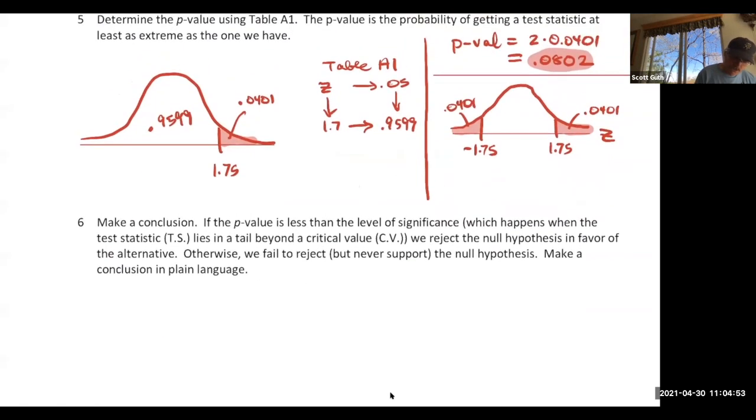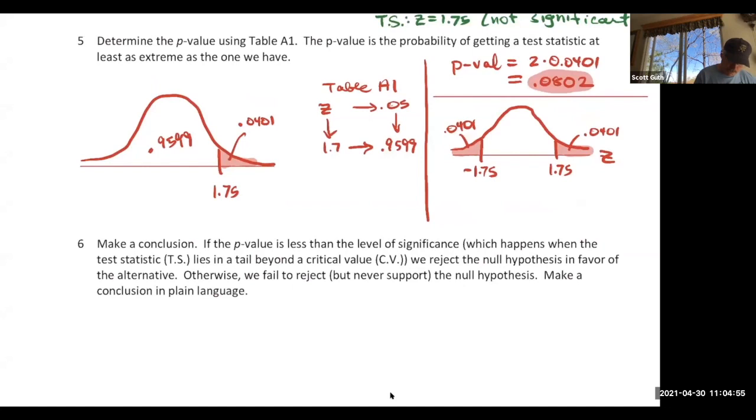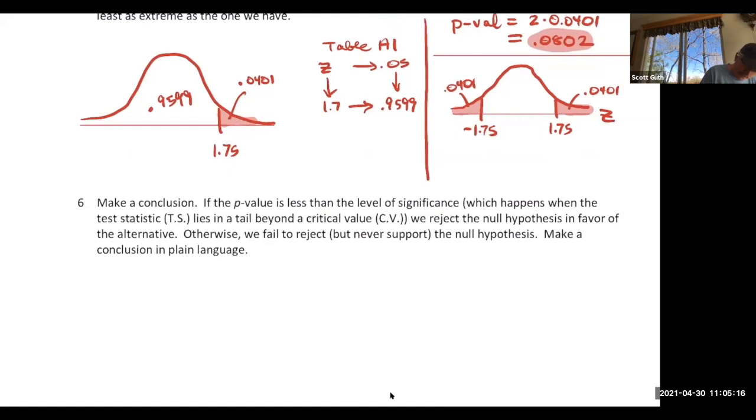So again, the conclusion is as before. You make your conclusion. If the p-value is less than the level of significance, we reject the null hypothesis in favor of the alternative. Otherwise, we don't reject the null hypothesis, and you can't support the alternative. Okay, so let's just put it down this way. The p-value is 0.0802, which is greater than 0.01. That's our alpha. It's not less.